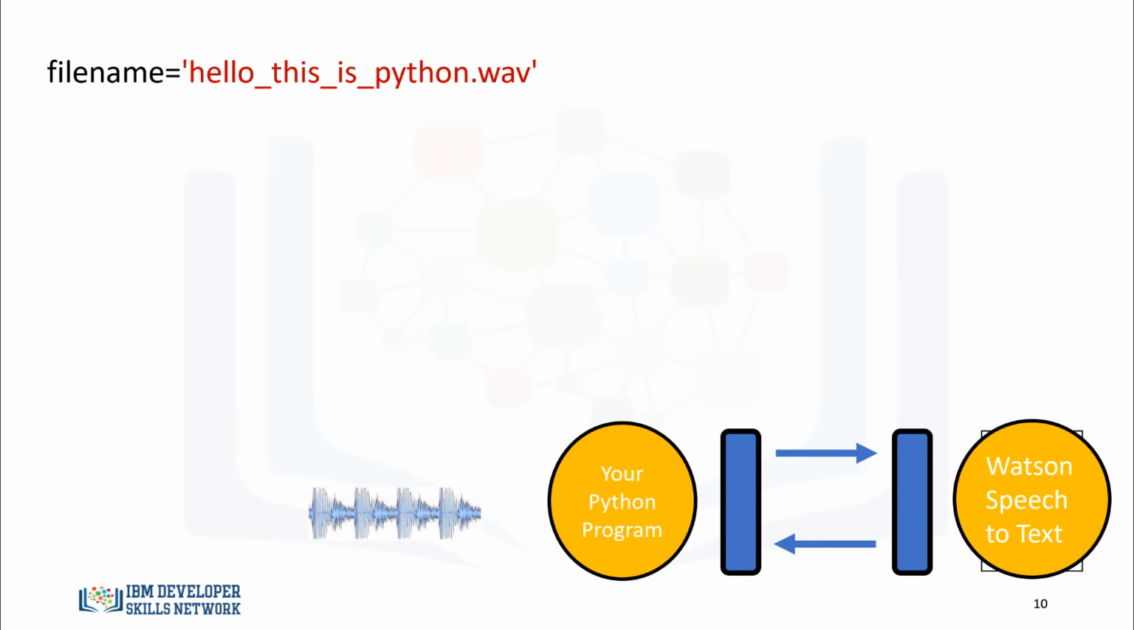We have the path of the WAV file we would like to convert to text. We create the file object WAV with the WAV file using open. We set the mode to rb, which means to read the file in binary format. The file object allows us access to the WAV file that contains the audio.